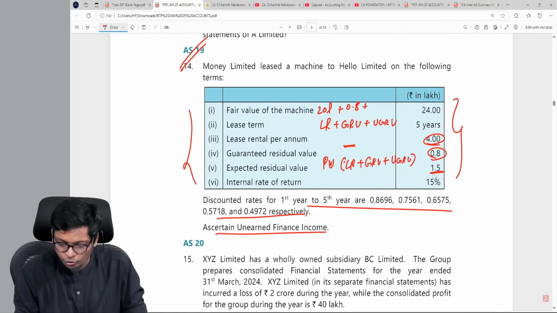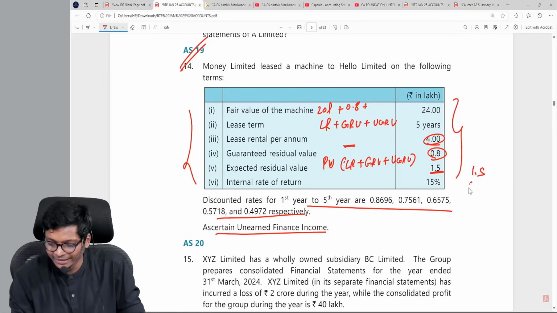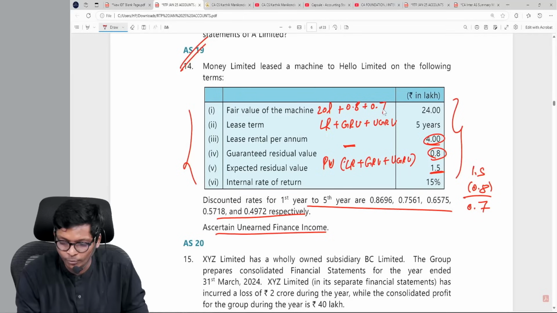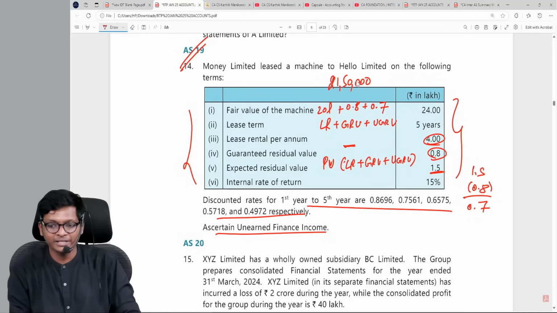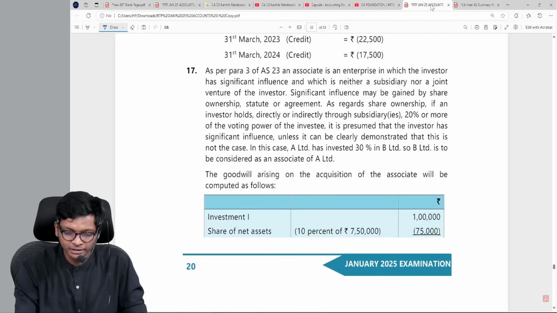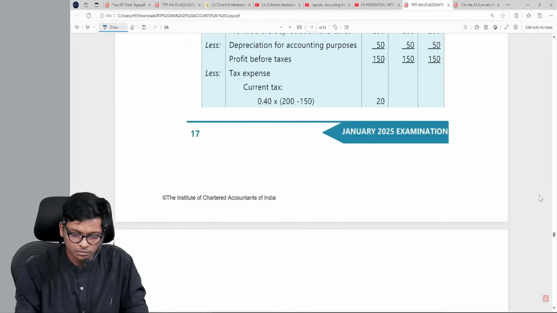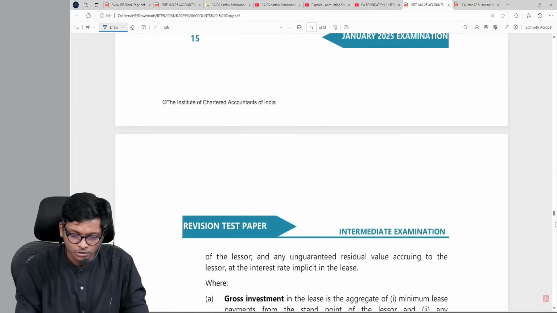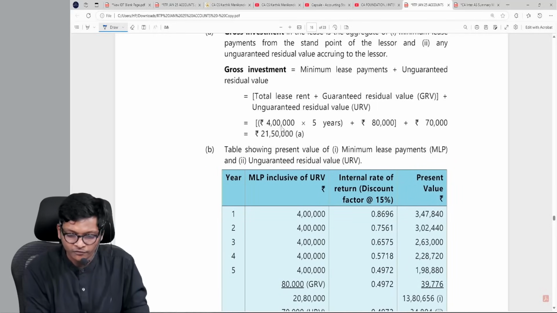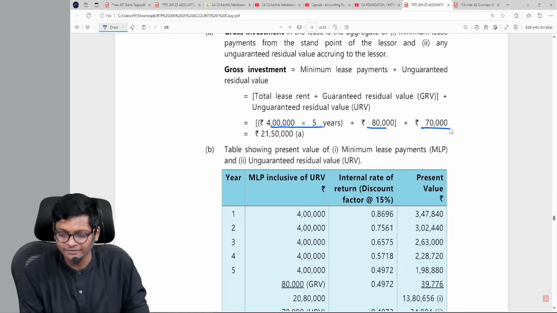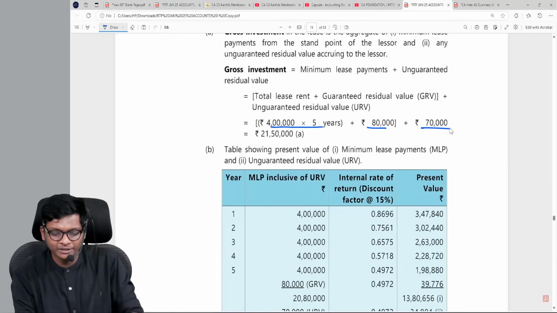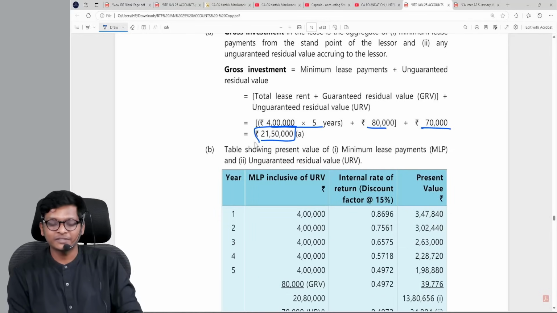If total RV is 1.5, then minus 0.8, you will get 0.7. So effectively plus 0.7, you will get 21 lakh 50,000. Are you following, guys? That's what we have over here. So if I go to AS 19, 4 lakhs into 5 plus 80 plus 70,000, you will get 21 lakh 50,000.